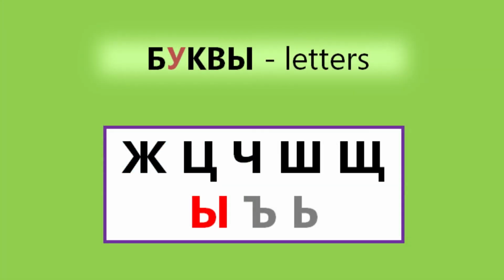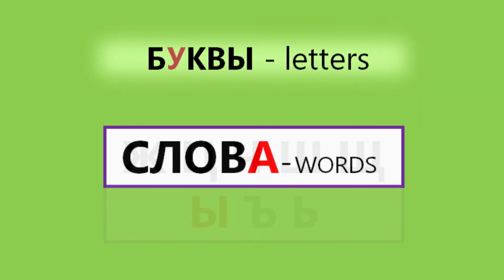Now we're going to read Russian words based on the 33 letters you have learned. Try to pronounce each word and then listen and repeat the word after me. Repeat the following letters out loud after me. Ж, Ц, Ч, Ш, Щ, Ы. Буквы, слова. Letters, words.